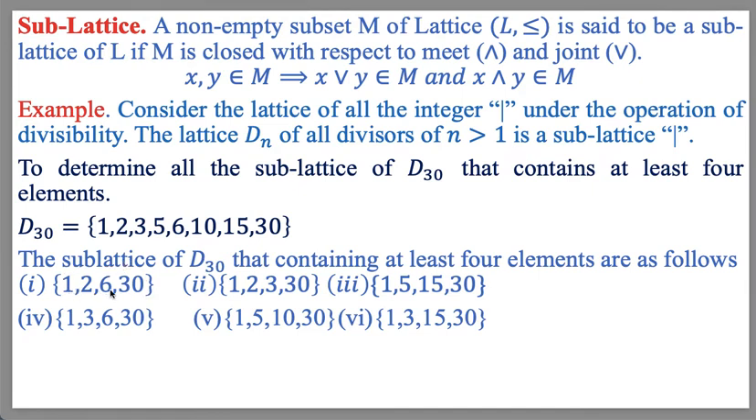It means 1, 2, 6, 30 is a lattice, 1, 2, 3, 30 is a lattice, 1, 5, 15, 30 is a lattice, 1, 3, 6, 30 is a lattice, 1, 5, 10, 30 is a lattice, 1, 3, 15, 30 is a lattice. So these are all the subsets consisting of 4 elements which are sublattices of this D30.